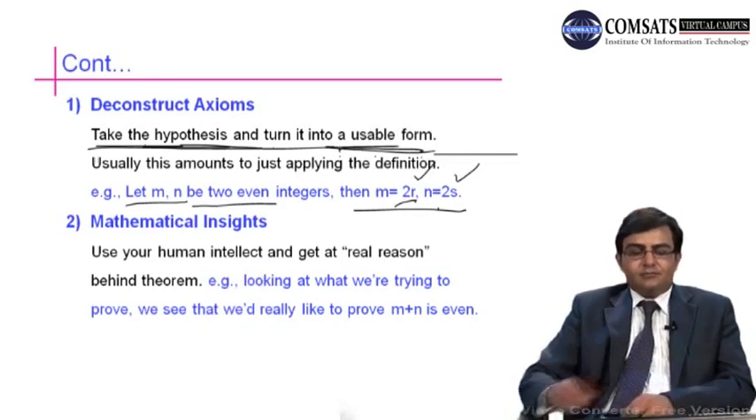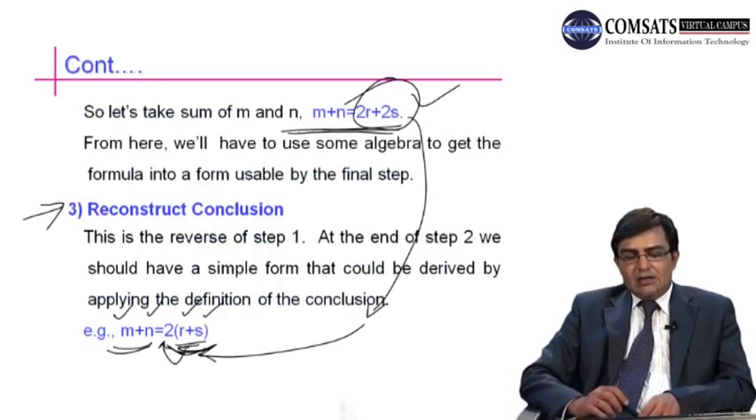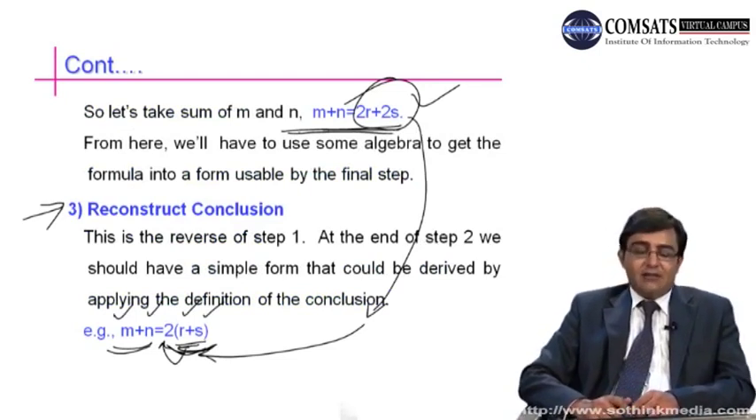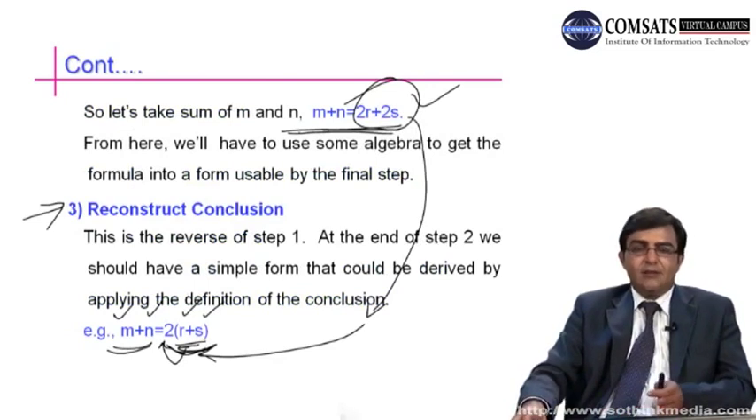And at the end we see what is the definition of conclusion, and we apply whether we have reached the conclusion or not. So this is basically the process of proving a given proposition by the direct method.